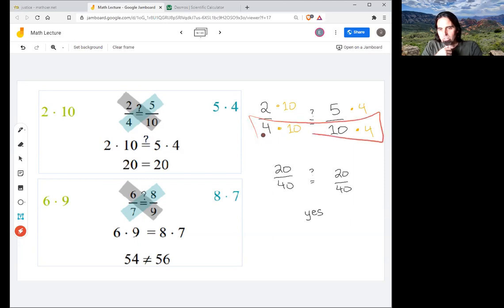We don't need to write the denominators. All we have to do is write the numerators. I could put 40 over 40, but that's a waste of pencil lead. That's a waste of ink. No one cares. Of course the denominator is going to match. So the only thing I have to check is if the numerators match.